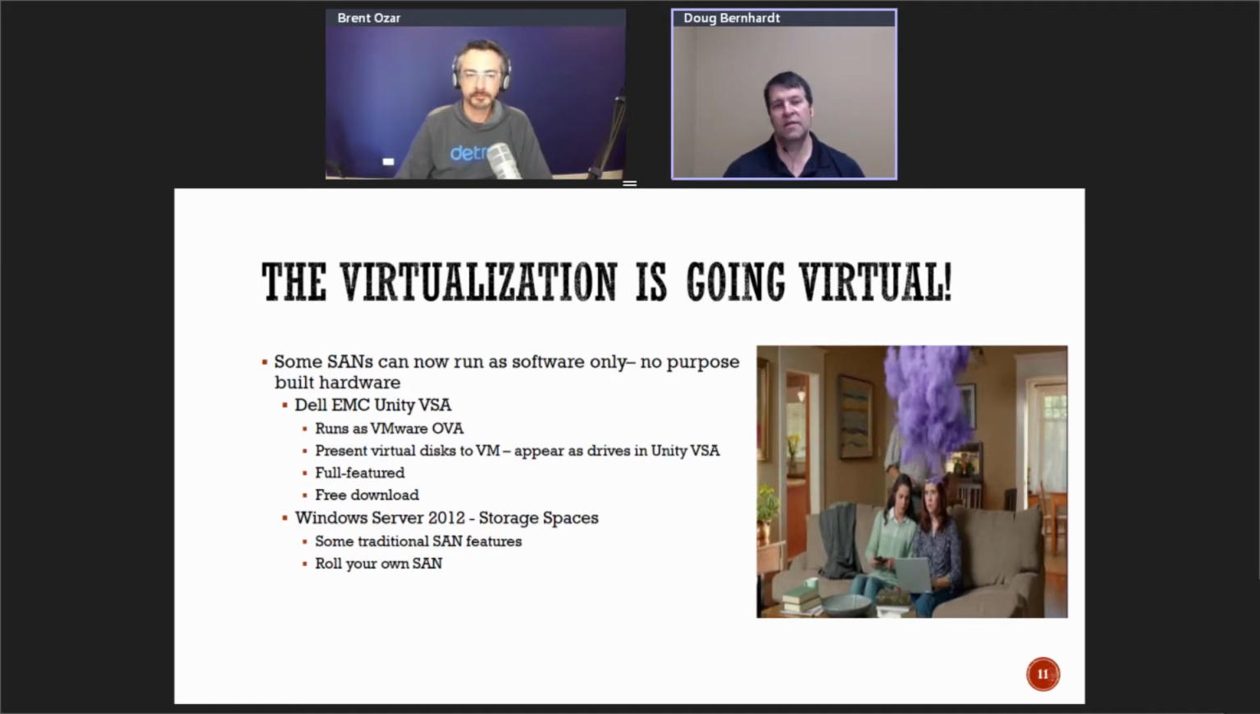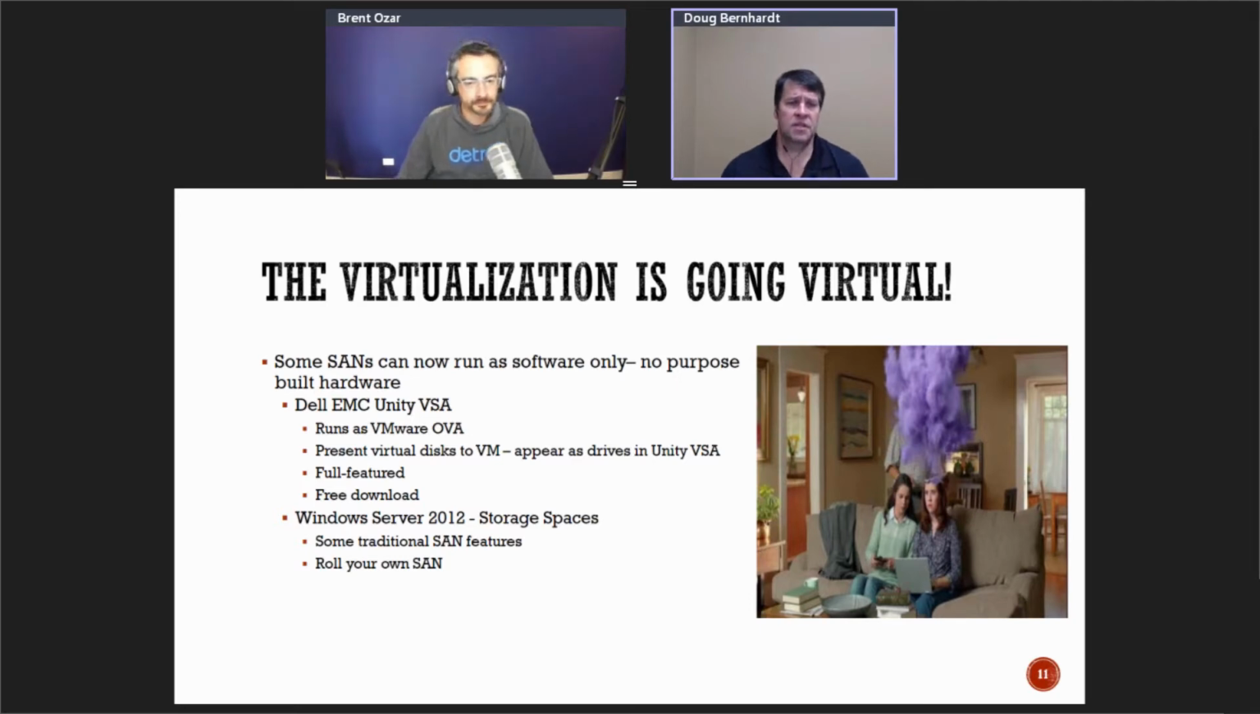These appear as drives in Unity VSA. Every virtual disk that you create in VMware appears as a drive, and then you can create your disk pool and set up all your SAN features from there. It's fairly full featured, and it's actually available as a free community download. If you just search for Dell EMC Unity VSA, you'll find a community edition that you can download and run for free.